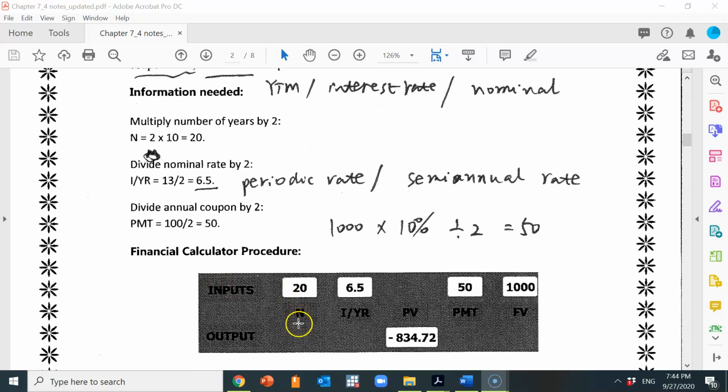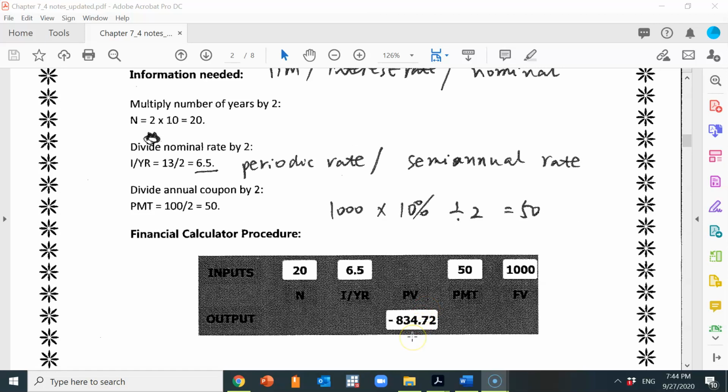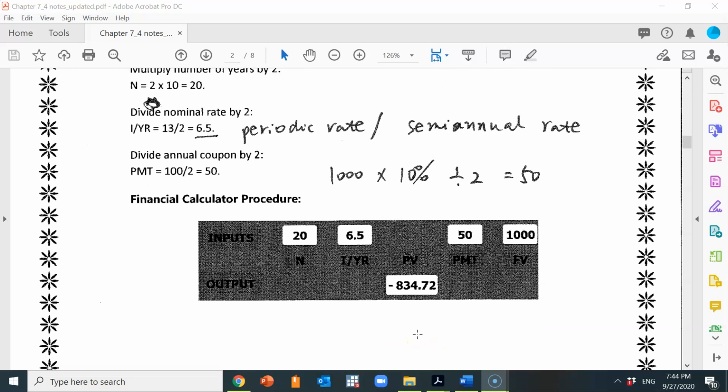So we input N as 20, I as 6.5, and payment as 50. For the future value, we input the par value 1,000. We compute for present value. The bond price should be negative 834.72. This is something we're paying, so it's a negative number.